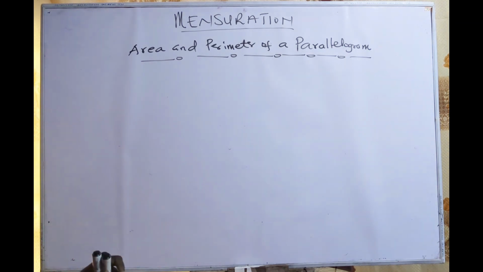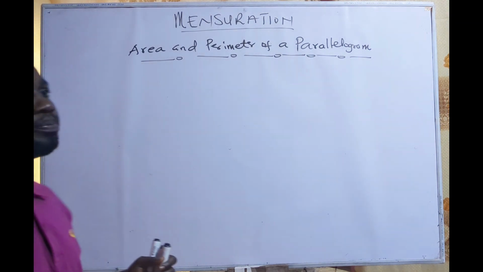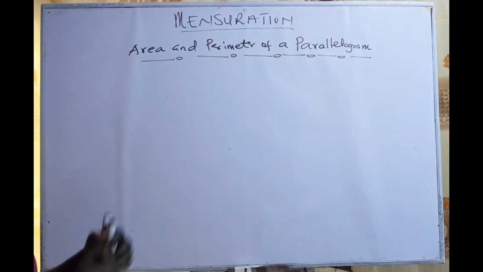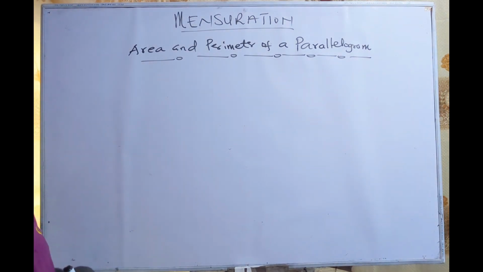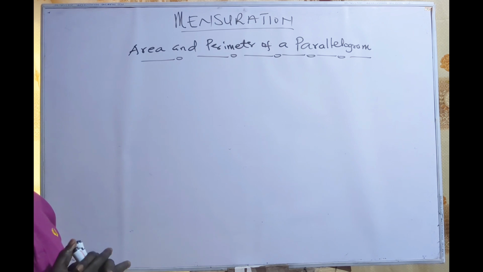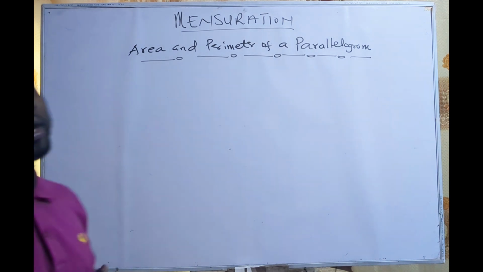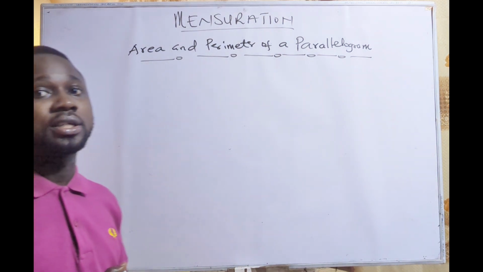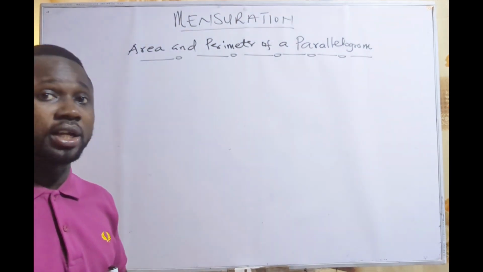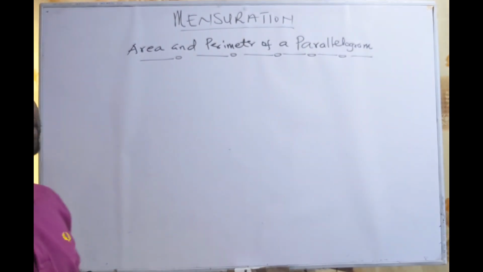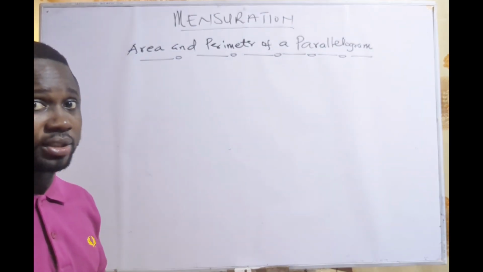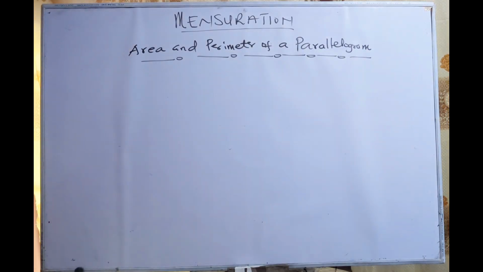The difference between a parallelogram and a square or a rectangle is that each interior angle of a parallelogram is not 90 degrees. Even a rectangle, a square, and a rhombus can also be examples of a parallelogram. So let's see a parallelogram.